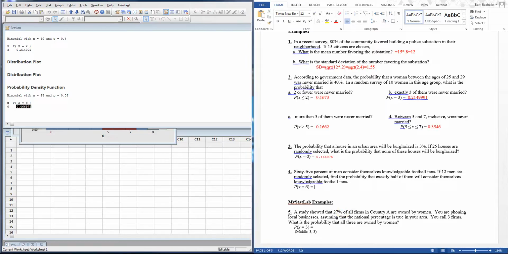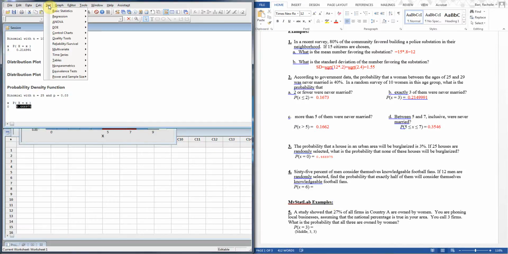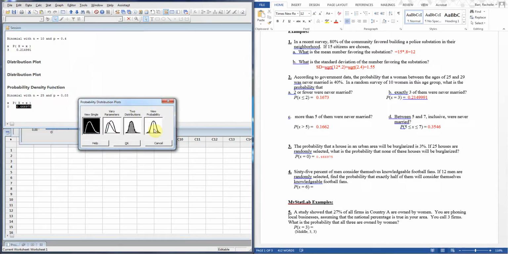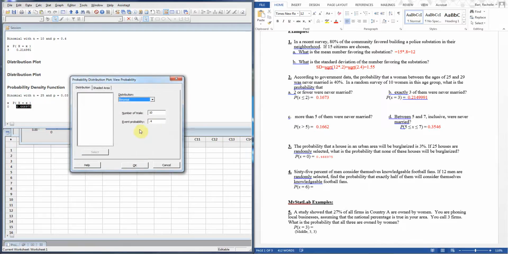65% of men consider themselves knowledgeable football fans. Woohoo! If 12 men are randomly selected, find the probability that exactly half of them will consider themselves knowledgeable football fans. So here we're looking at x being 6 because that is half of 12. And we'll go to stat, probability distribution plot, probability view. I'm going to show you how to do the probability view version of this, which is super weird.